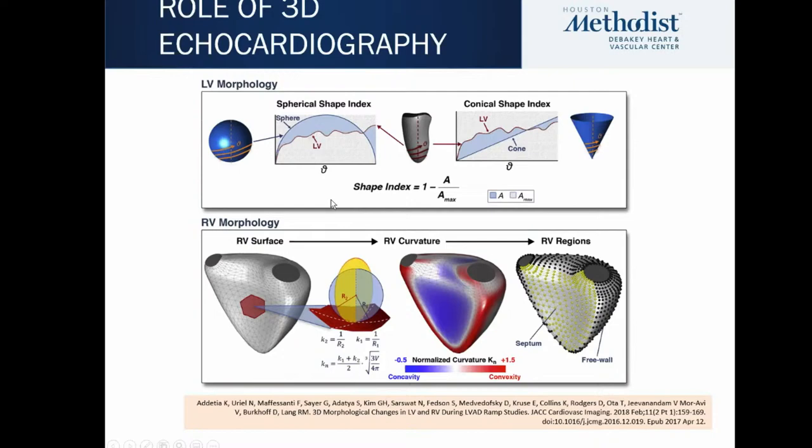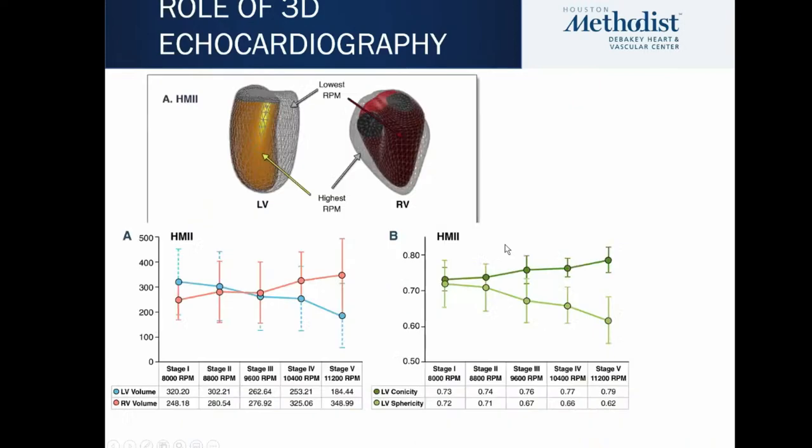3D echocardiography brings into perspective things that we actually don't think about, basically the spherical index or the conical index of the LV and the RV, which are kind of the newer parameters. There have been studies which show that the sphericity and the conicity index are correlated with outcomes. And it is interesting to see how different device types behave differently in terms of the changes in the LV size and the RV size on 3D echo, as well as the change in the sphericity and the conicity.